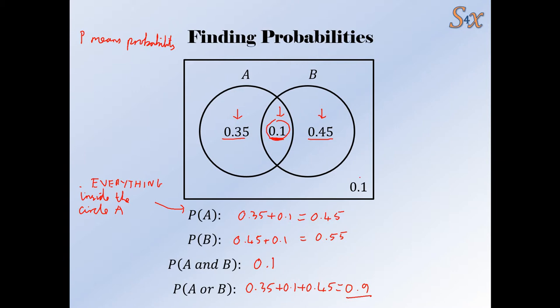And there's actually an easier way of doing that. We could say, well, the only people that don't do A or B are these people on the outside. Okay, so if we do 1 minus 0.1, because they're the only people that don't do A or B, we get 0.9. Okay, so that's the probability of doing A or doing B. If it says the probability of doing A or B but not both, then we wouldn't include these people in the middle, and it would just be 0.8.